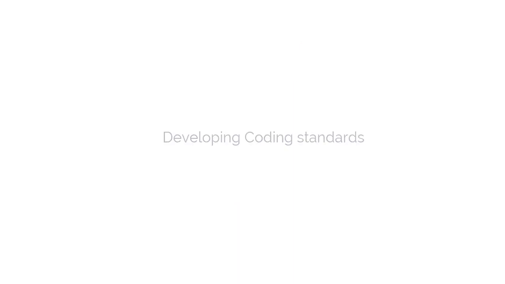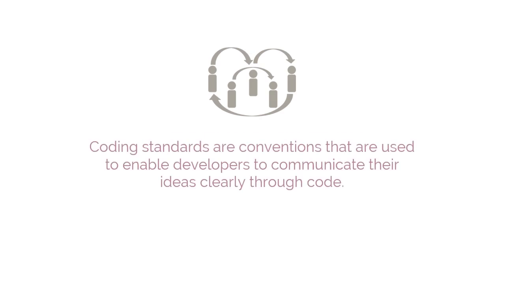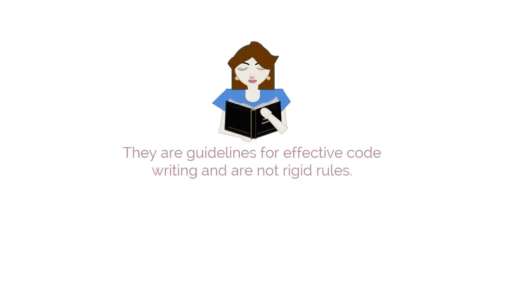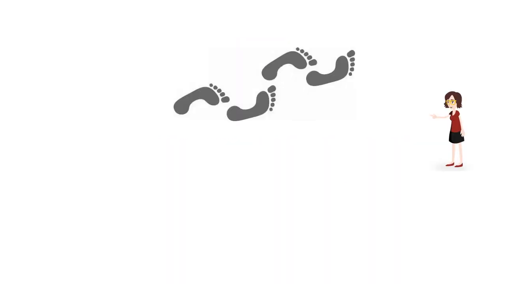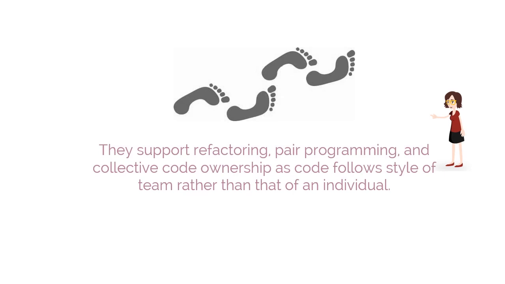Another practice is developing coding standards. Coding standards are conventions that are used to enable developers to communicate their ideas clearly through code. They are guidelines for effective code writing and are not rigid rules. A coding standard is used to avoid unfamiliar coding styles. It includes creating a style that is widely understood and has standardized nomenclature and guidelines. Coding standards support refactoring, pair programming, and collective code ownership, as the code follows the style of the team rather than that of an individual.